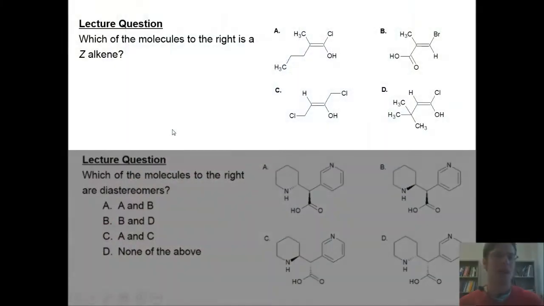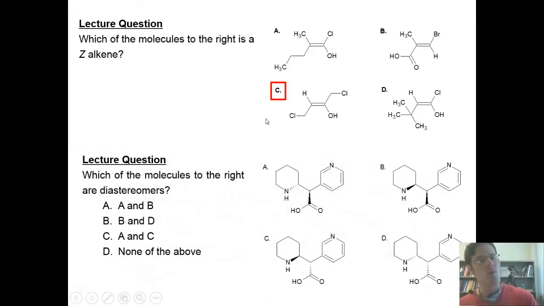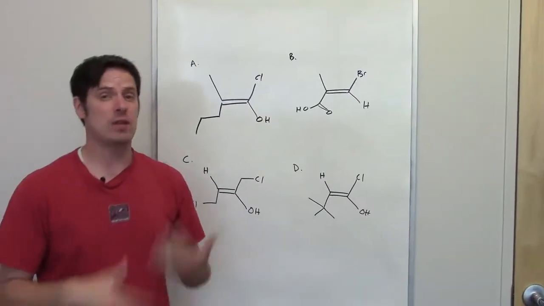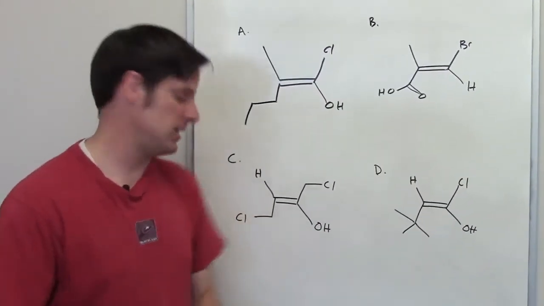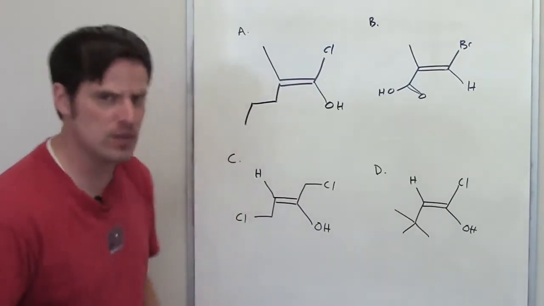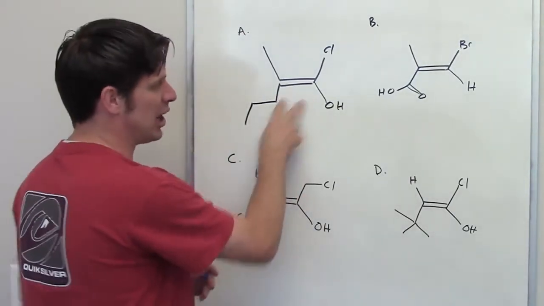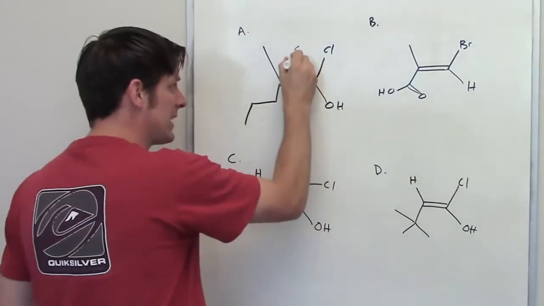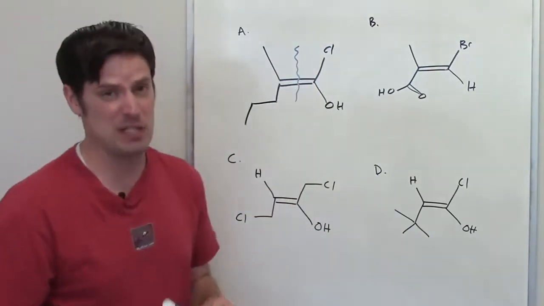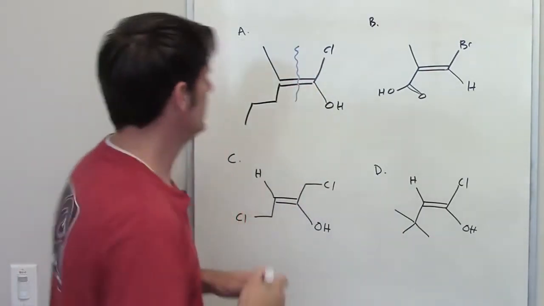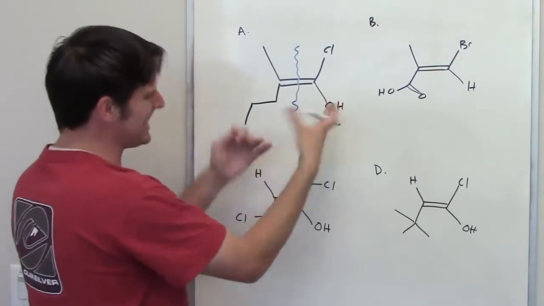In this question, we're asked which of the molecules shown to the right is a Z-alkene. The correct answer is option C. If you want to know why, I'll show you why here on the board. Here we have to decide which of these molecules is a Z-alkene. Now remember how you do this. You find the carbon-carbon double bond, draw a squiggly line down it, and it doesn't have to be squiggly, but it's preferable for me. And then look to the right and to the left.